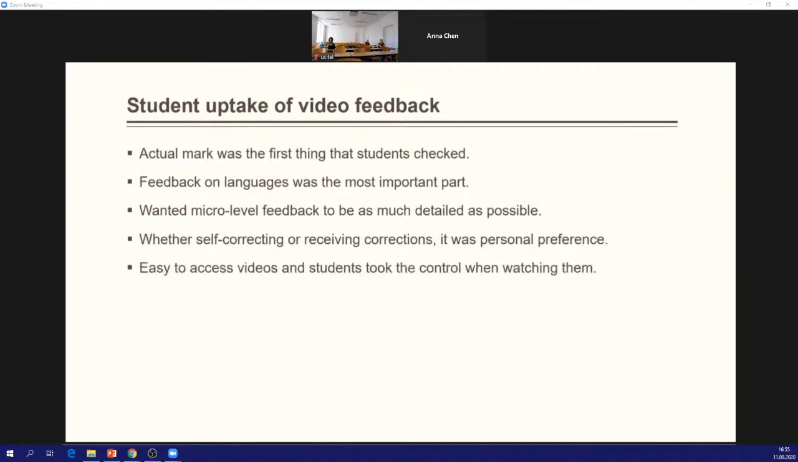Now, none of the participants mentioned any problem when accessing videos. They all took control when watching videos using pause, rewind, and replay buttons. Only one student mentioned that she played forward to skip some parts. Some students took notes when watching videos, but some didn't.